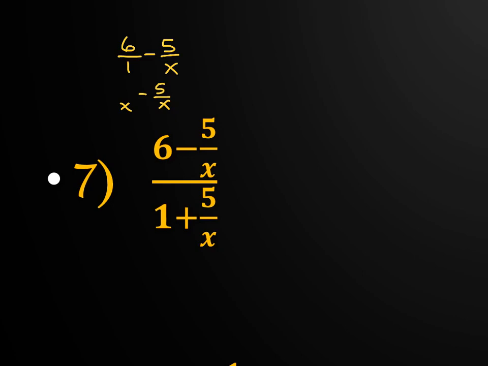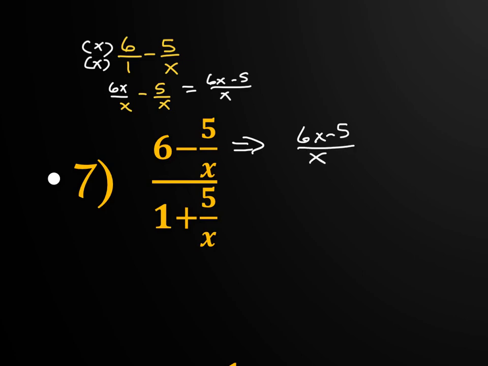The second fraction is good. My first fraction is missing the times by x. So the new numerator becomes 6x. I'm going to subtract my numerators, 6x minus 5 over x. So the simplified numerator is 6x minus 5 over x.